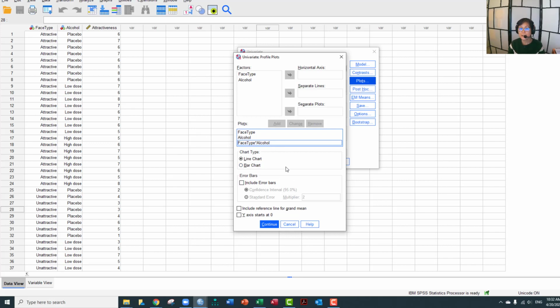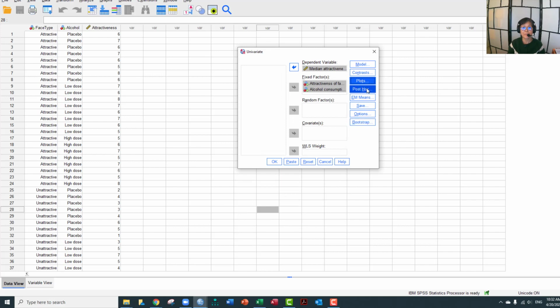And for the factorial design, a line chart is much better to look at main effect differences and also the interaction effect. So it's easier to look at the group differences, cell differences using line charts. So always use a line chart and include error bars, confidence interval 95, and continue.